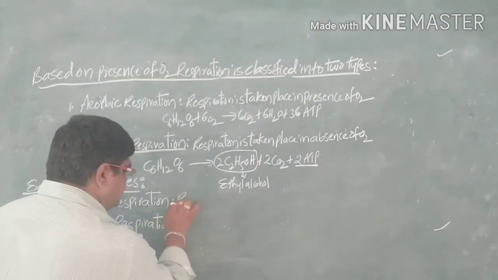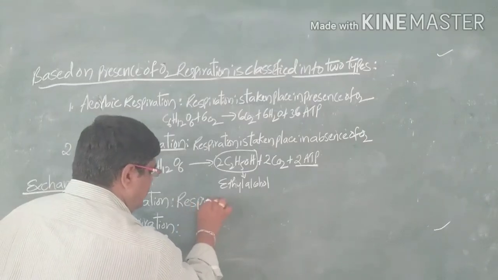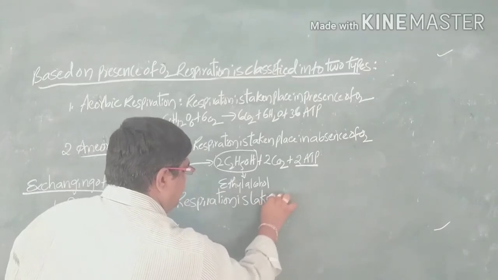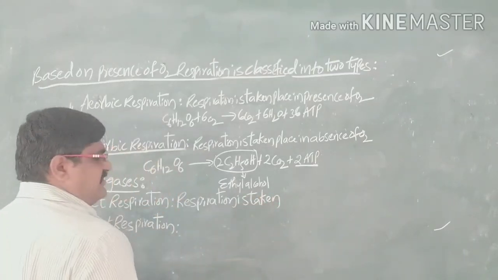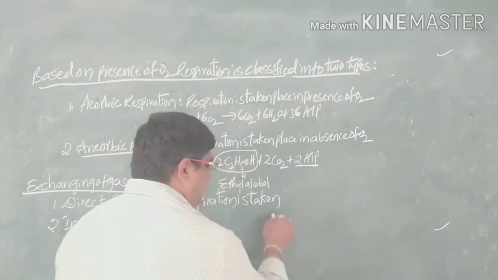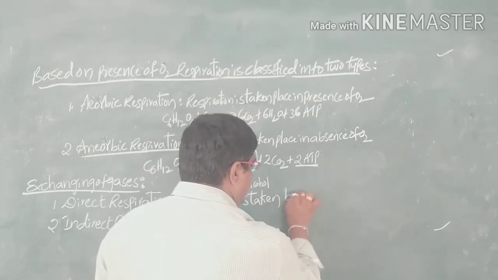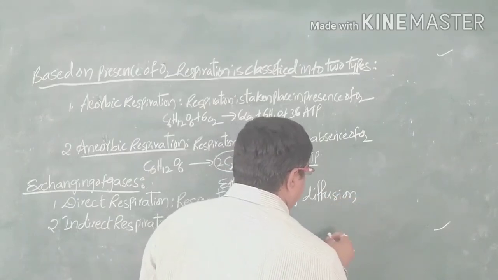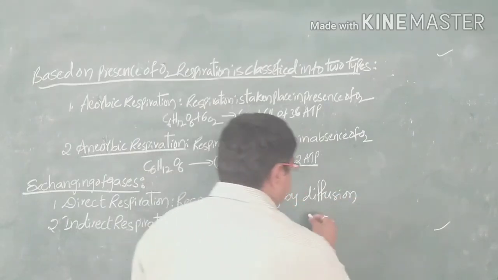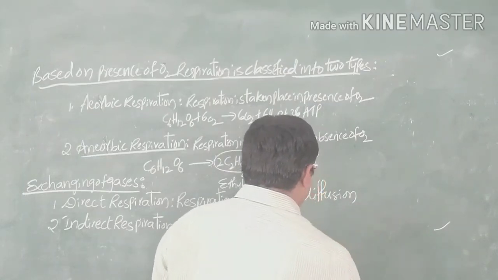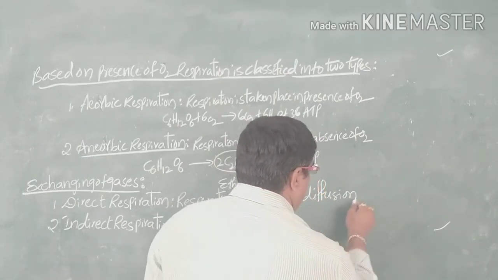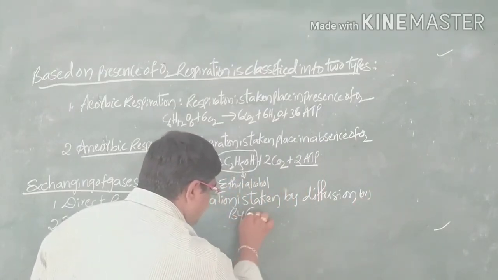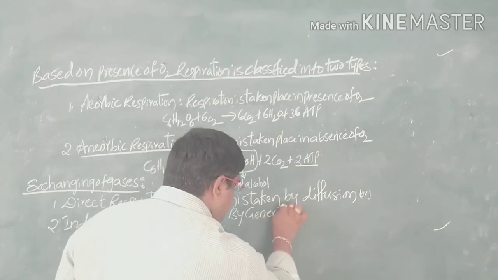Here the respiration is taking place. The exchanging of gases takes place by a diffusion process, that is, by diffusion through the general body surface.